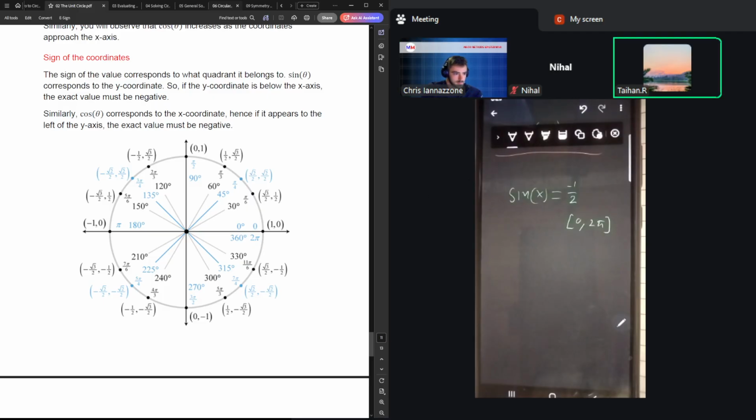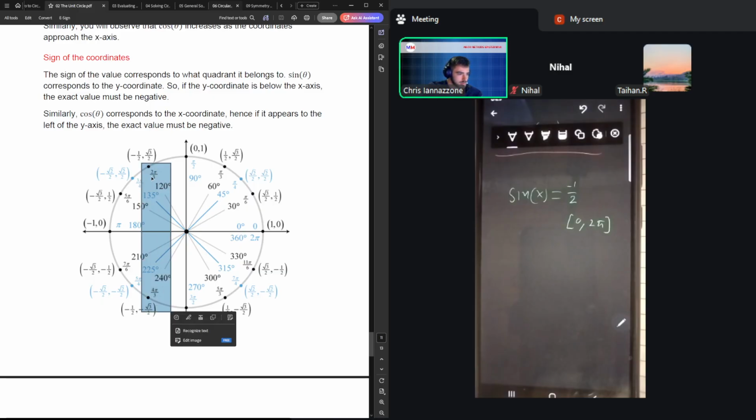Sine equals -1/2, right? Yeah, sine equals -1/2. So that means the values could be 2 pi over 3 or 4 pi over 3. Double check what sine is supposed to relate to. Oh, okay, I got it.